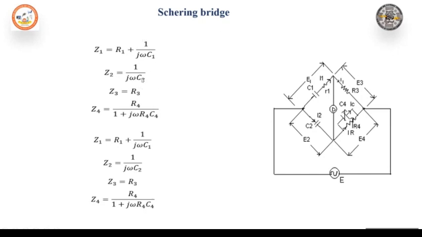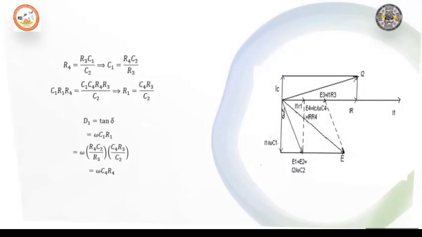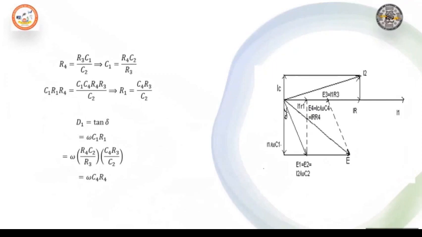Z2 can be written as 1 by j omega C2. Z3 is equal to R3. Z4 is equal to R4 divided by 1 plus j omega C4 R4. Solving this and equating real and imaginary terms, we land with the expression R4 is equal to R3 into C1 by C2, out of which you can find C1, because that is the capacitor to be measured.